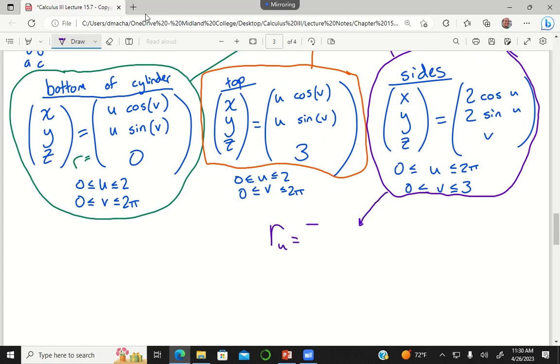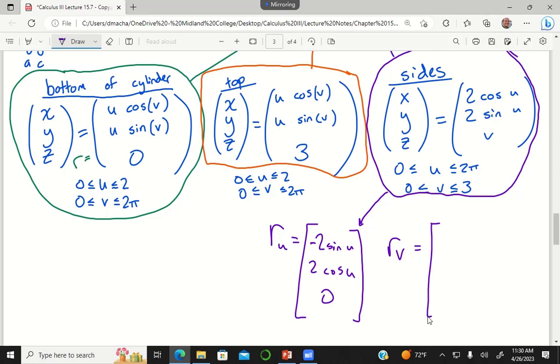The partial with respect to u is going to be a 3D vector, and that's going to be negative 2 cosine u, and then, oh, you're right, that should be a sine. Negative 2 sine u, and then 2 cosine u. And then the third entry is just 0. Then the partial with respect to v is going to be (0, 0, 1).